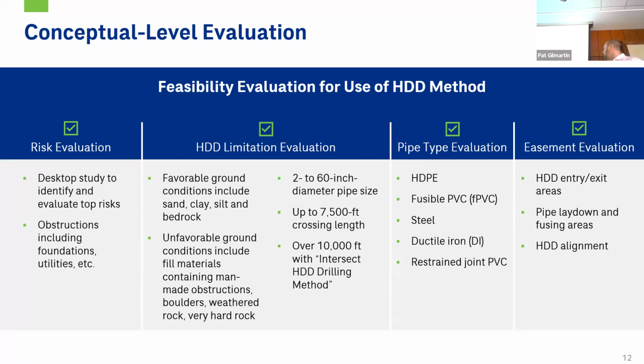And then finally, you kind of want to look at your easement areas, whether it's your entry and exit points, your pipe laydown areas, and then generally if you have any horizontal constraints. And so all those are part of our initial conceptual evaluations.